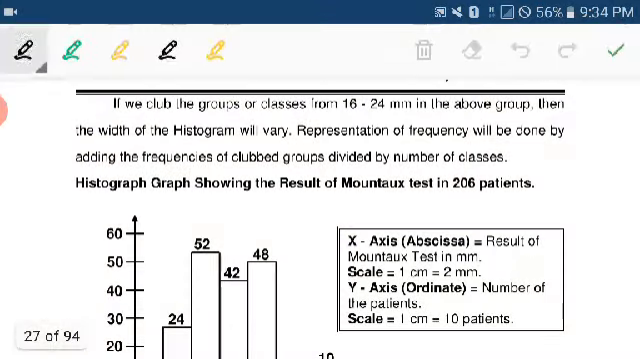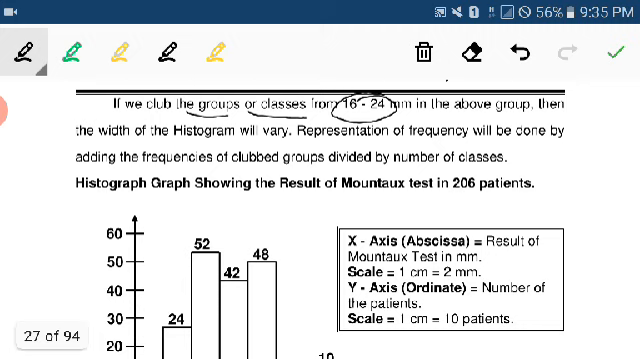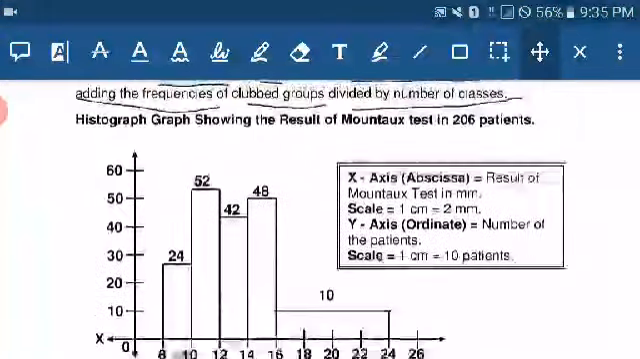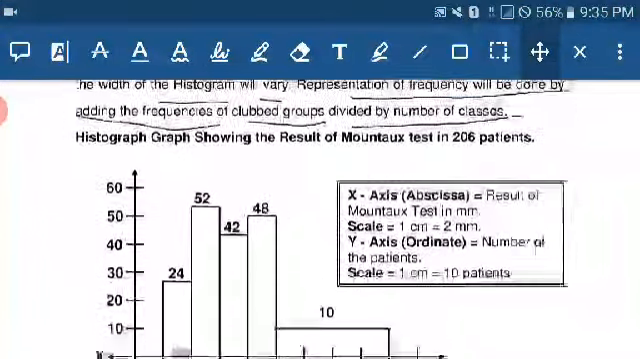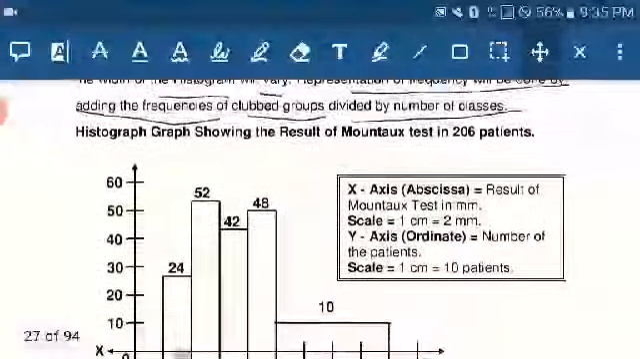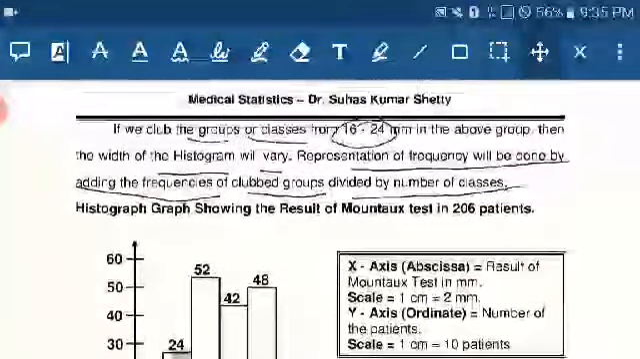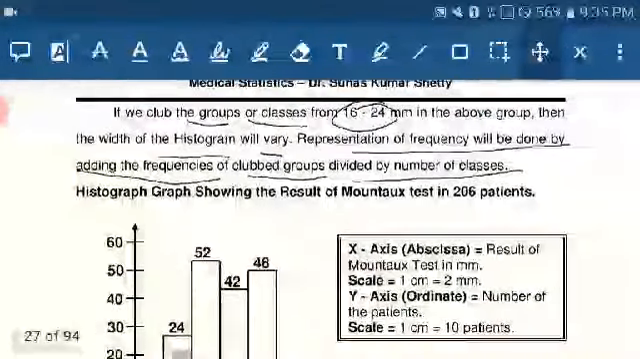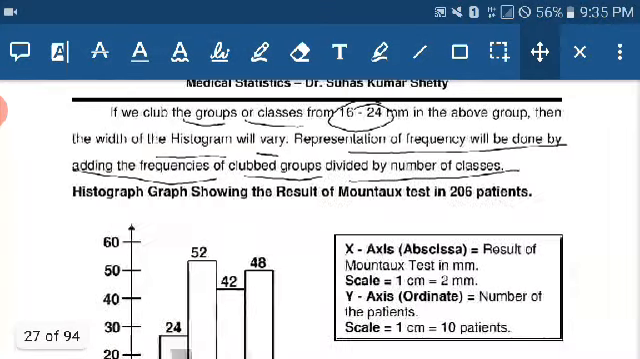If we club the groups or classes from 16 to 24 mm into a group, then the width of the histogram will vary. Representation of the frequency will be done by adding the frequencies of the clubbed group divided by the number of classes. These are the histograms showing the Mantoux test in 206. Club the group 16 to 20 mm, meaning if we consider it as 2 mm, then the width of the histogram will vary.